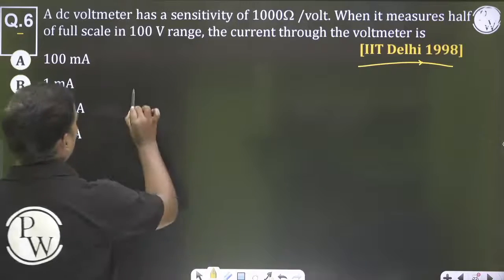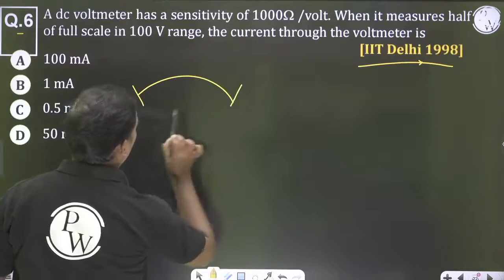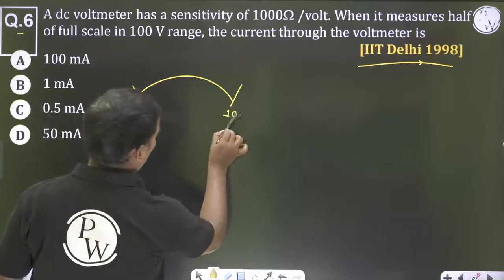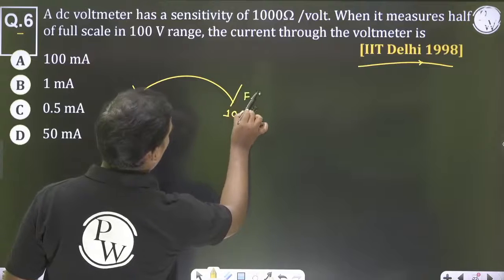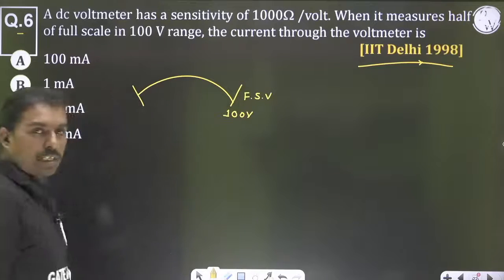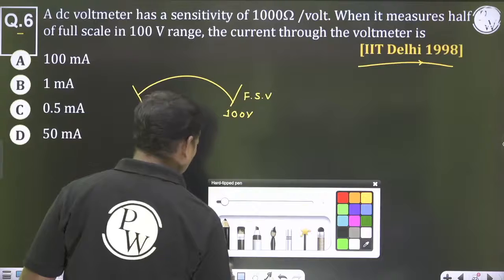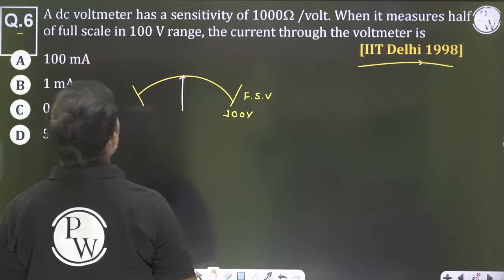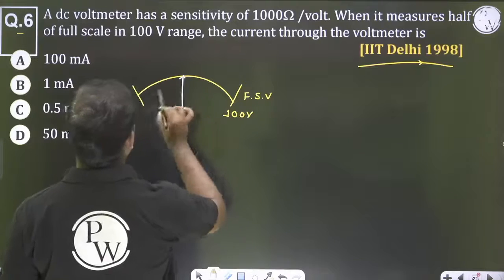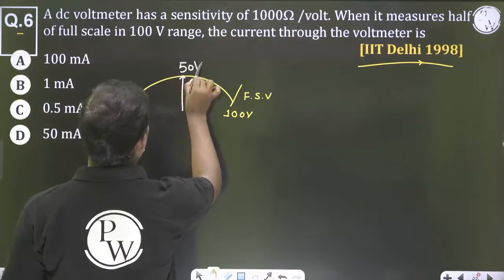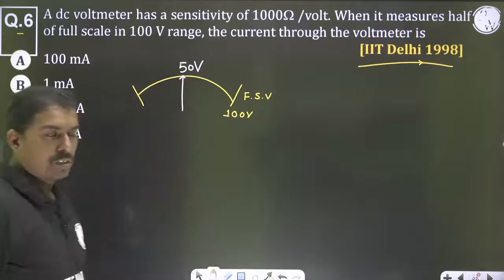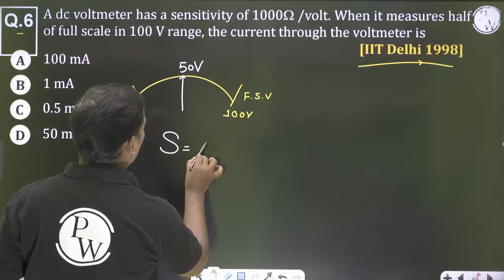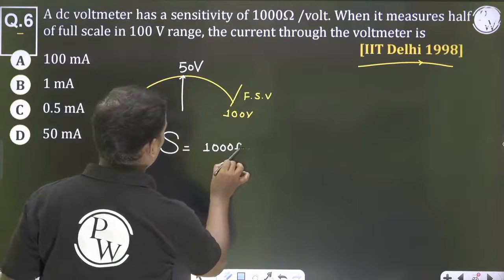See, first of all, this is the voltmeter diagram. The full scale is how much? 100 volts is the full scale value. Now half of it: a DC voltmeter measuring half of it means 50 volts. So first of all, what is the sensitivity given? Sensitivity is given as 1000 ohms per volt.